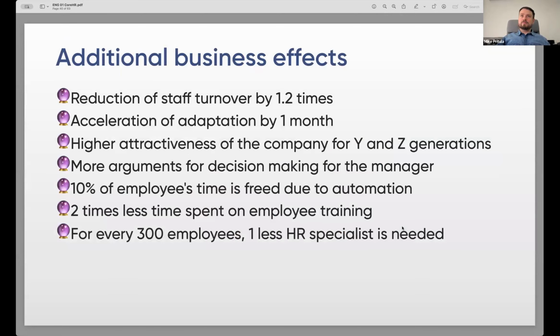And additional business effects. Business could also benefit from reduction of staff turnover by predicting their turnover, acceleration of adaptation of all employees with the onboarding checklist, high attractiveness of the company for Y and Z generations, more arguments for decision making for the manager, 10% of employees' time is freed due to automation, 2 times less time spent on employee training. For every 300 employees, one less HR specialist is needed.